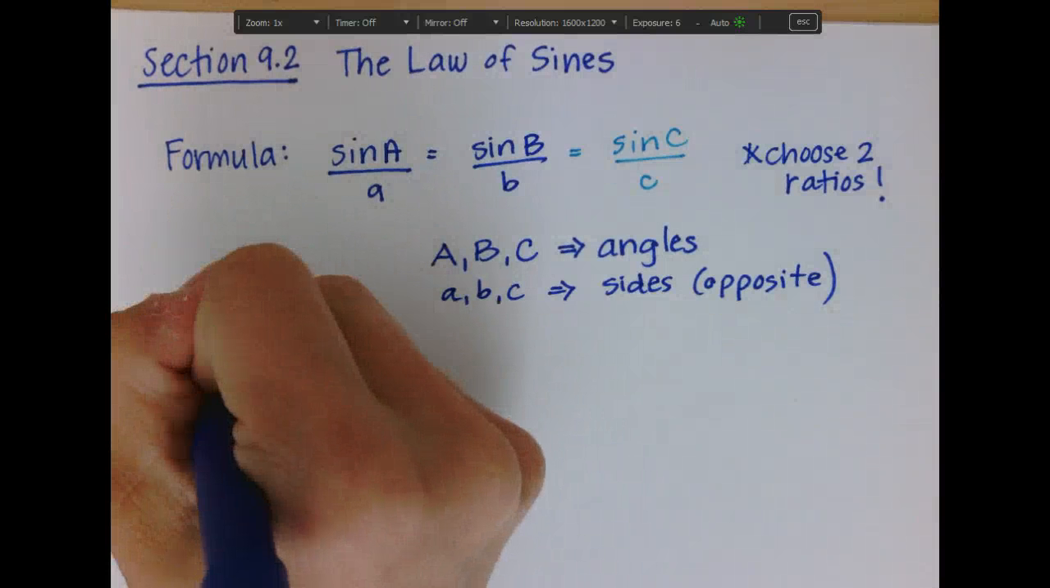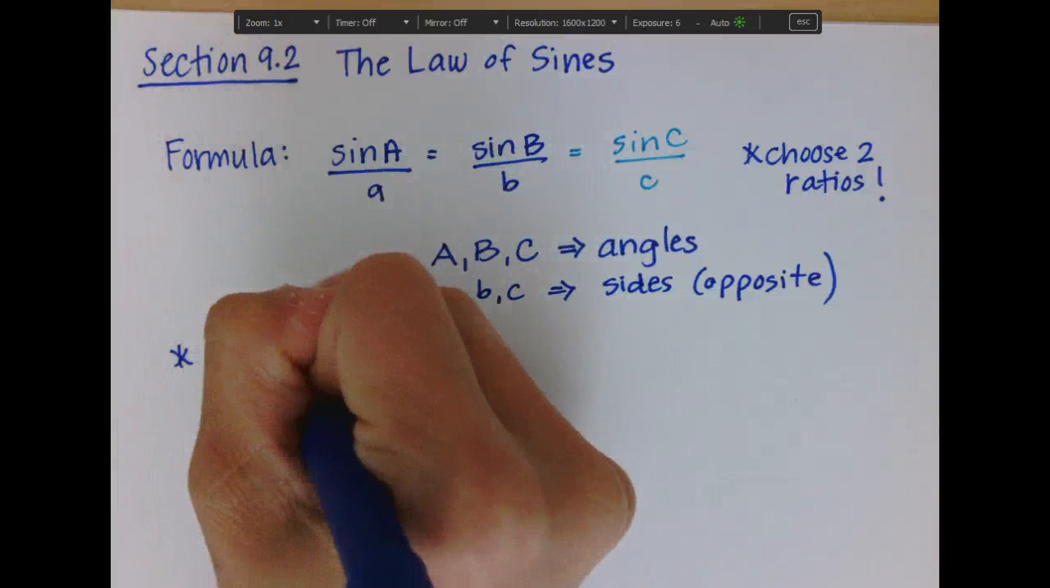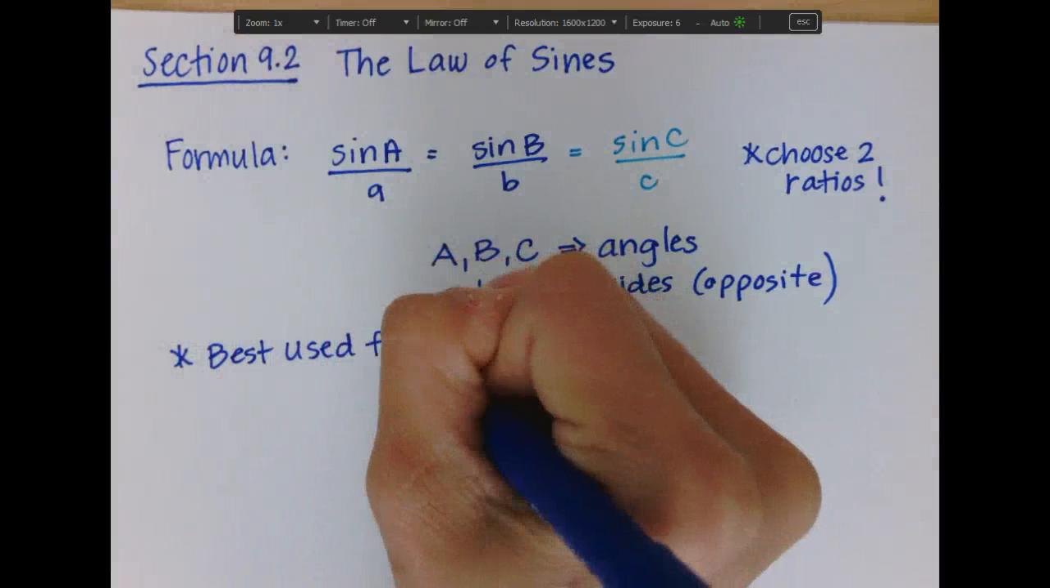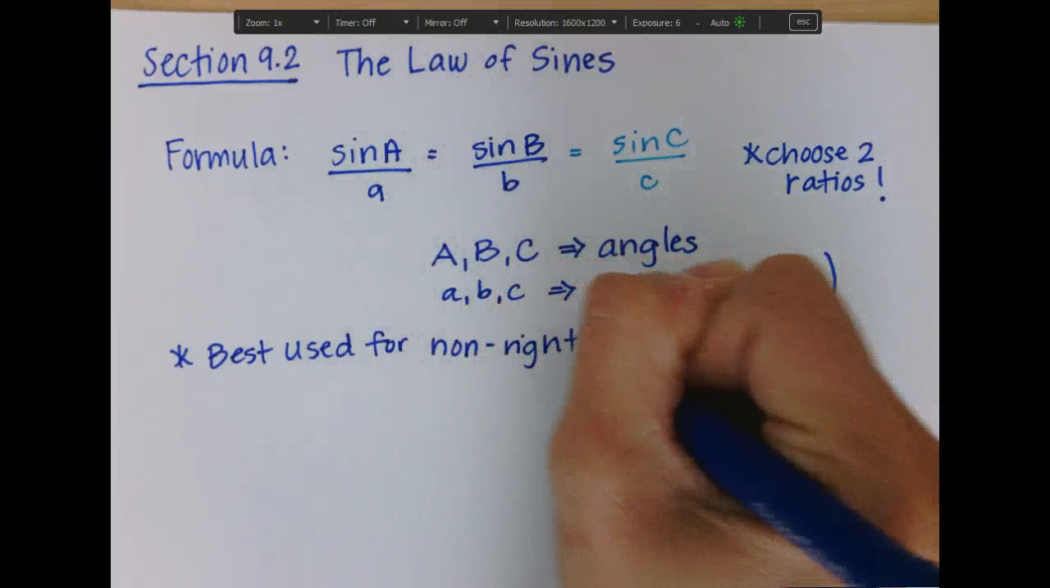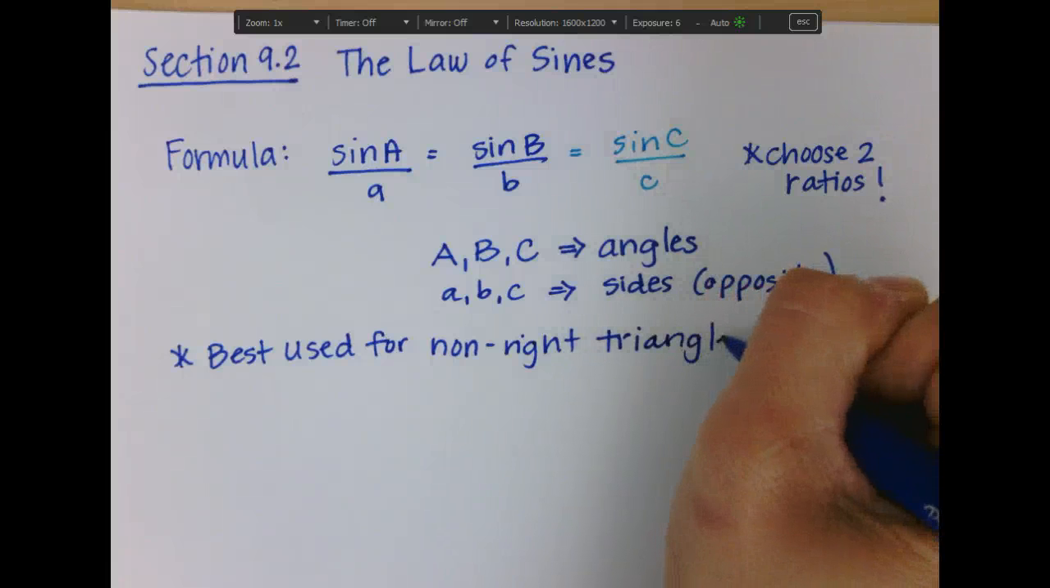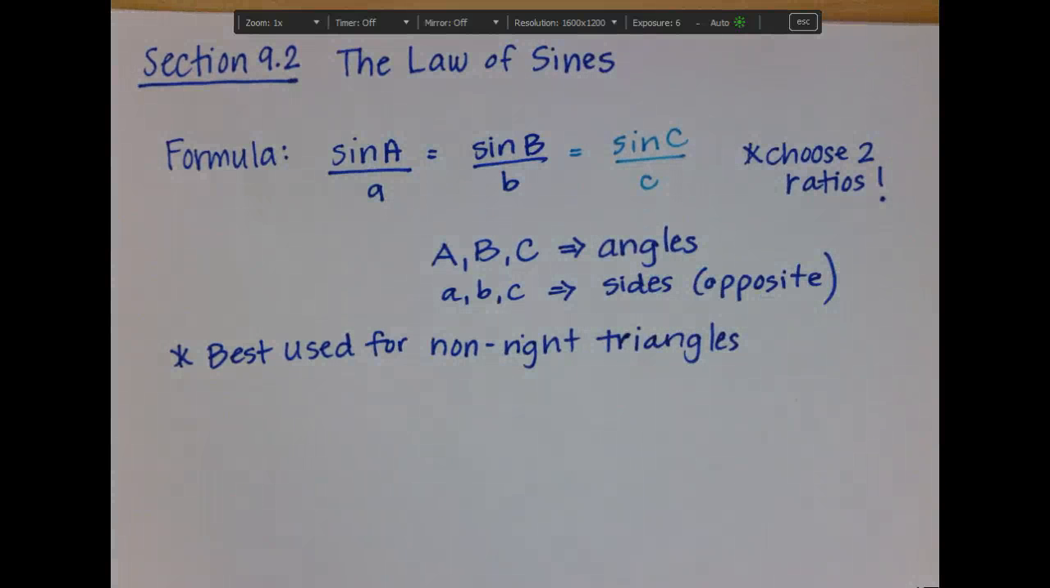So this formula is best used for non-right triangles. In section 9.1, we used sine, cosine, and tangent equations, basically SOHCAHTOA with your opposite and your adjacent and your hypotenuse. We used those equations in order to solve right triangles. So now we're going to move on to non-right triangles, and the law of sines is going to be your best option. Now, the law of sines does also work for right triangles, so it can be used in a lot of different ways, but most of the time it's a harder process than just using regular sine, cosine, tangent equations.